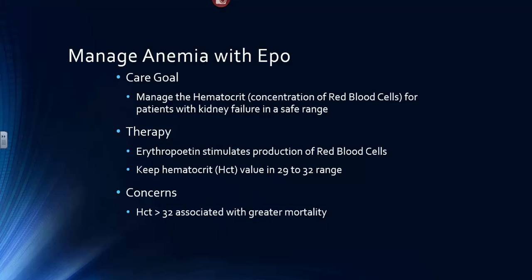We don't want to get people greater than 32 because of mortality. And also erythropoietin is expensive. So we have here an unusual situation where cost and better medical care go hand in hand. We want to reduce costs, we want to give better medical care, and it goes hand in hand.